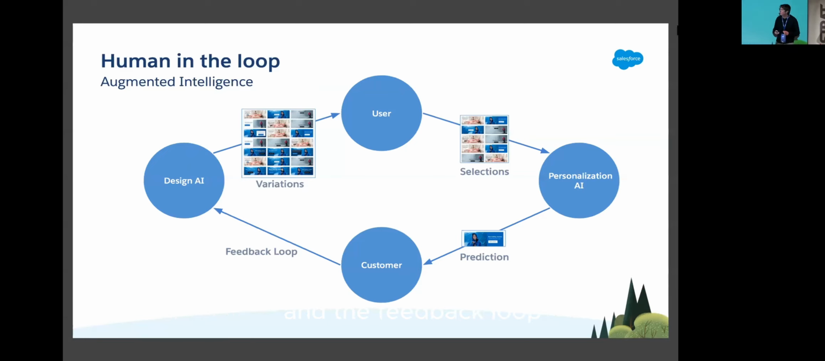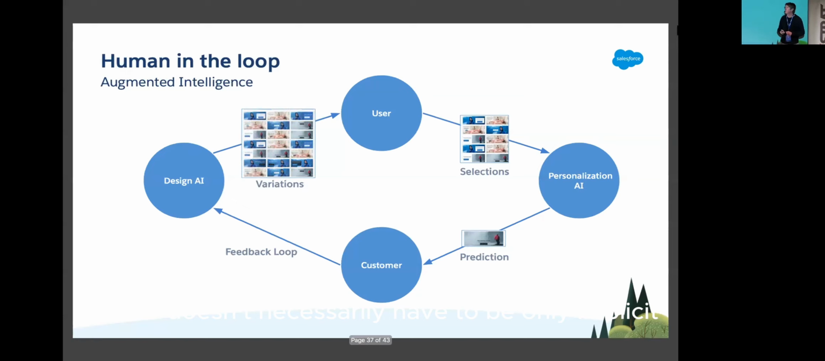And the feedback loop doesn't necessarily have to be only implicit, which is working with instrumentation of data, but it can also be explicit, which means sometimes it's easiest to ask the user, what should this look like? Or was this helpful? You see a lot of thumbs up, thumbs down. Also make sure that you do include the end customer as part of that loop where applicable.